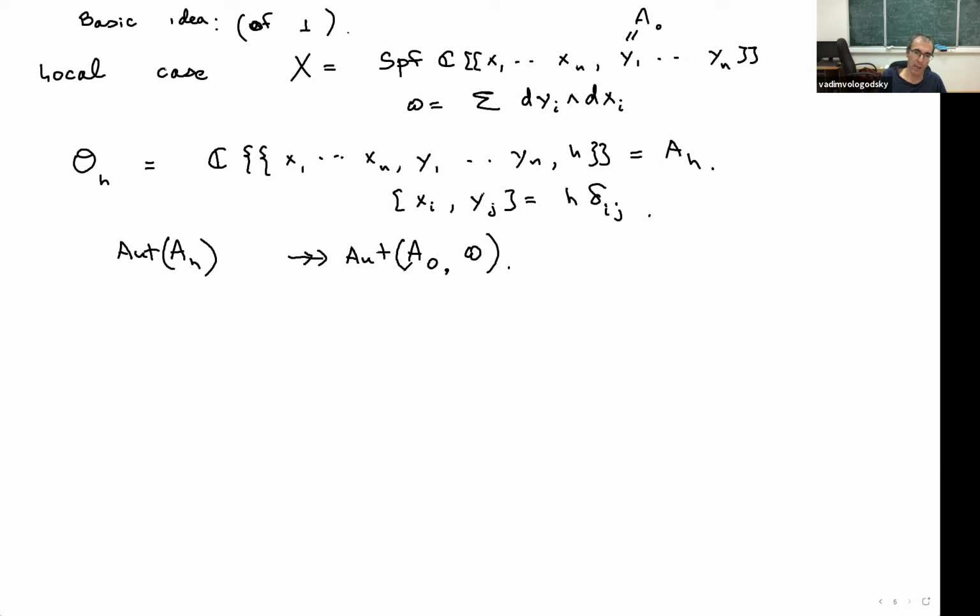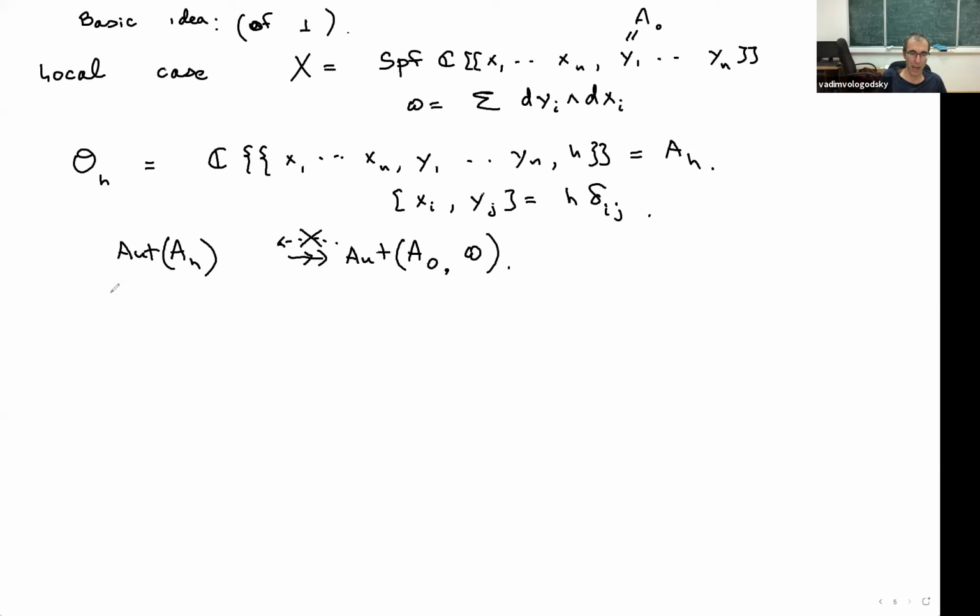Now, if we were lucky, and this map had a splitting, then I could obviously glue this construction. I can basically define the quantization locally by this formula, and this will not depend on the choice of Darboux coordinates, because this symplectic automorphism of the formal disk acts on this algebra. But unfortunately, this splitting does not exist.